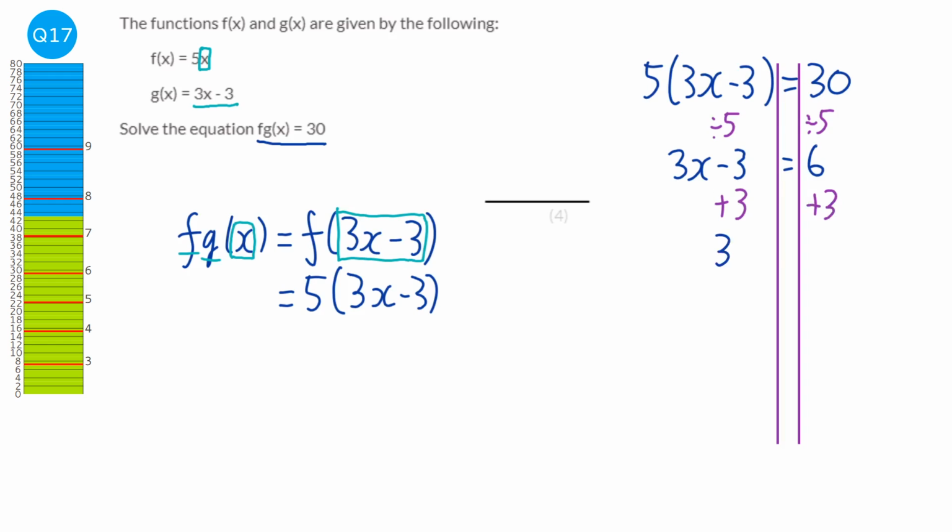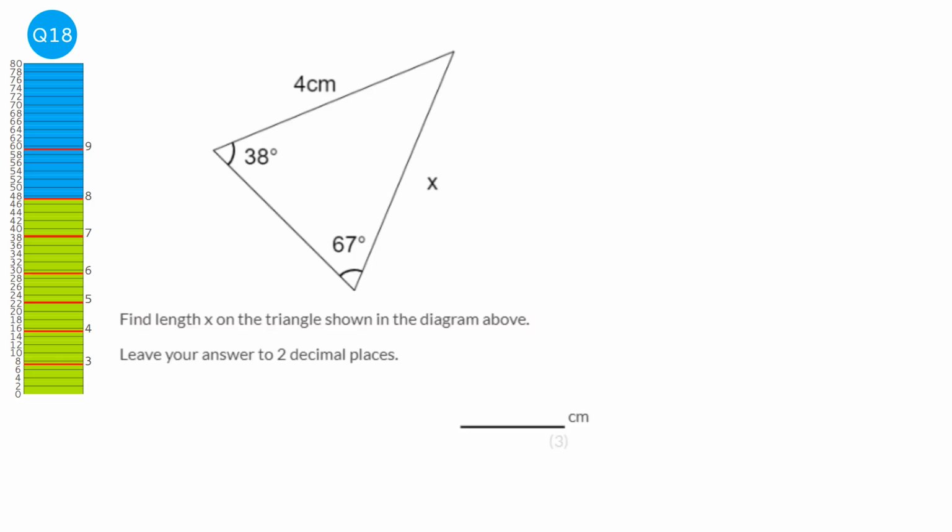And that will give us 3x on the left hand side and 9 on the right hand side. Then we're going to divide by 3 to get rid of that 3 before the x. So it just becomes x equals 3. So the answer is 3.